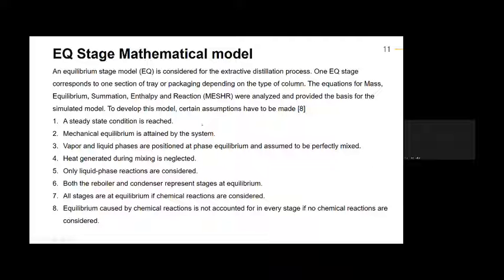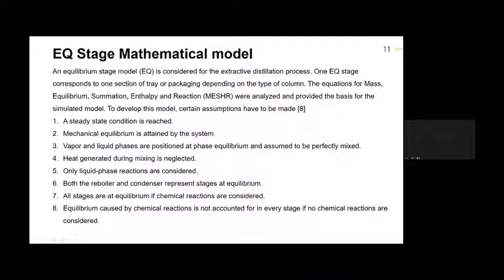Now, a few of the conditions, these are the assumptions that have to be made for this equilibrium stage mathematical model. So a steady state is always reached for a particular tray or packing that we are going to consider. Then the mechanical equilibrium is attained by the system. The vapor and liquid phases of the phase equilibrium are assumed to be perfectly mixed, and any heat generated during mixing is neglected, and this is what comes in this enthalpy section.